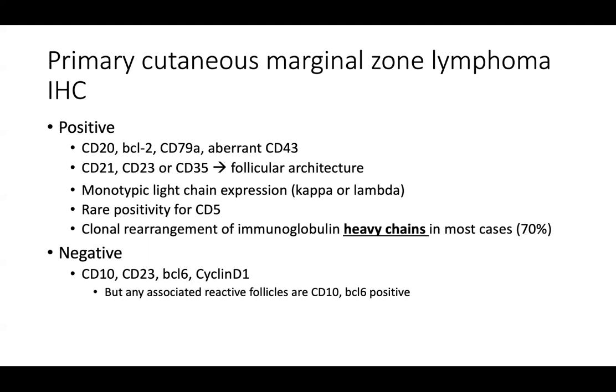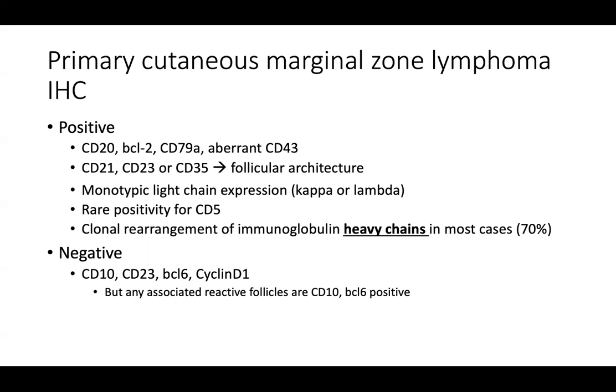You can have some rare positivity for CD5. I usually don't rely on CD5 to make the diagnosis at all, because that's more indicative of mantle cell lymphoma, which we'll talk about, and can also be present in CLL. Most often, if you're looking at a molecular test, you're going to be able to identify clonal rearrangement of immunoglobulin heavy chains in most cases. So 7 out of 10 cases on average. Usually, immunohistochemical stains for CD10, CD23, BCL6, and cyclin D1 will be negative.